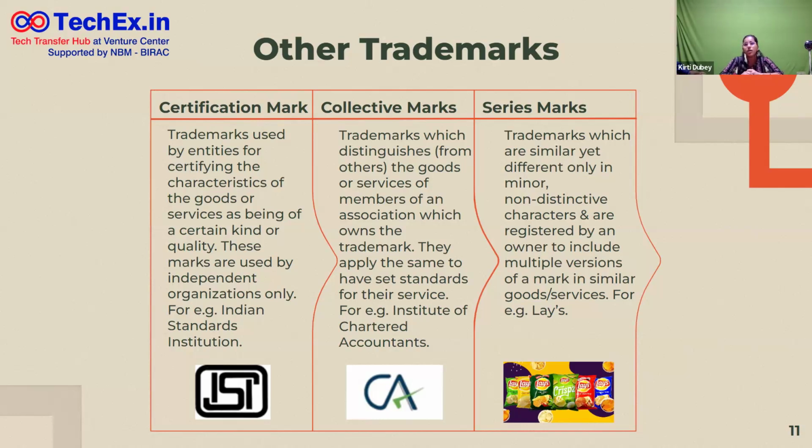Now, next would be series marks. Series marks are very similar marks, yet they differ in many small and minor non-distinctive characteristics. For example, Lay's has different flavors and uses different kinds of packaging and colors for them, and they have the same mark. This shows that they have registered the same similar kind of product with different trademarks, but in a series. It's like a pool of trademarks available there.